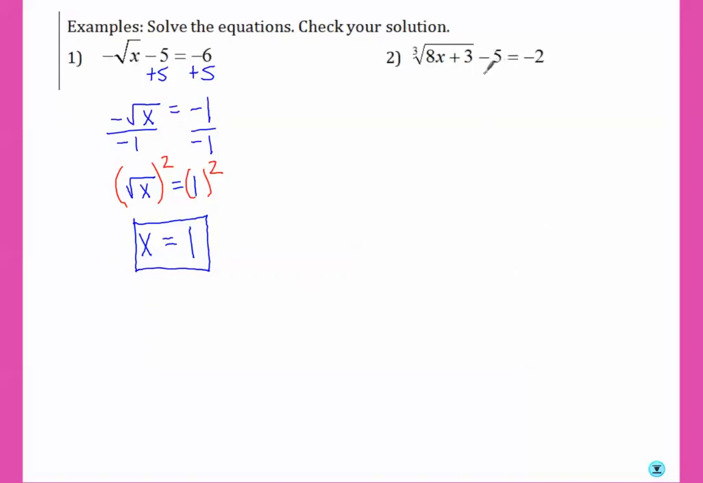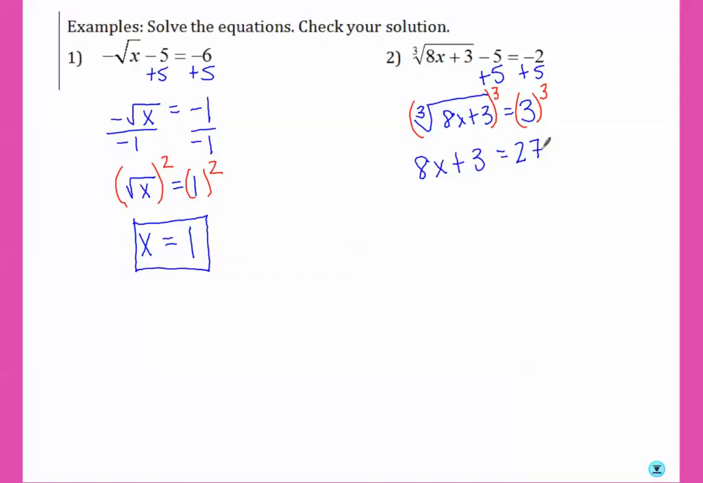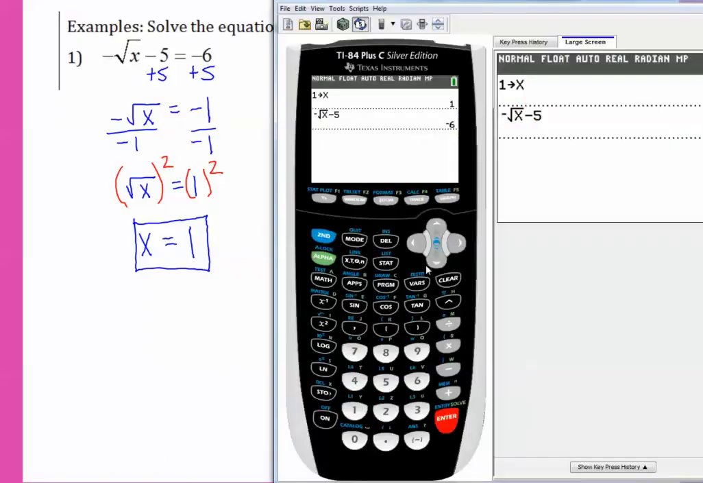So number 2, we're going to start off by adding 5 again. And this time, since we're dealing with a cube root, we're going to cube both sides. Get 8x plus 3 equals 27. Subtract 3. And divide by 8. X equals 3.